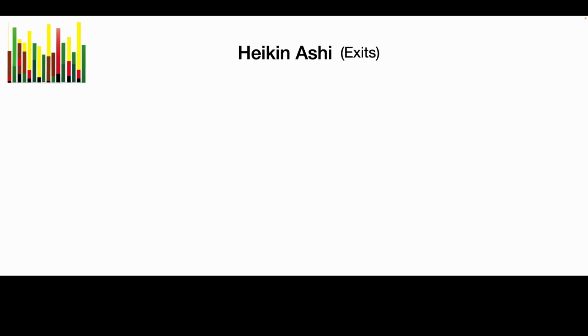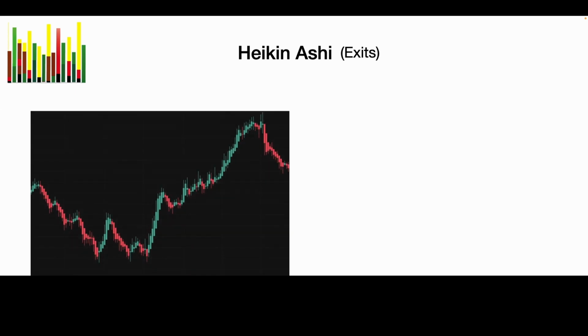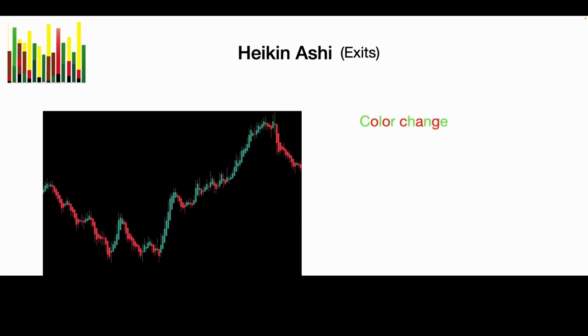The last step is when we exit the trade. Theory says if you're in a long trade, exit when you see the first bearish Heikin Ashi candlestick. And if you're in a short trade, exit when you see the first bullish Heikin Ashi candlestick. What I usually do is to use the trailing stop method to protect my profits.